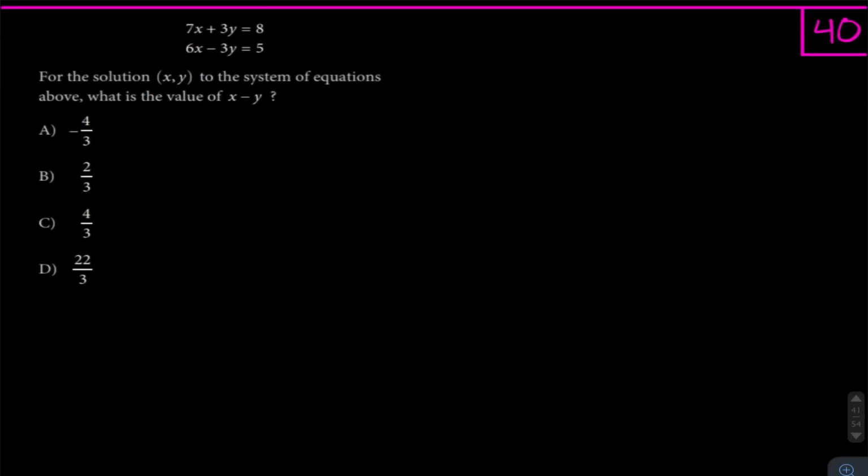Problem 40 gives us a system of equations, and it says, for the solution xy to the system of equations above, what is the value of x minus y? Okay, so for this problem, we need to find our solution because we don't know what that is. And once we find our solution, we're not done. We need to actually find what x minus y is. So let's go through and just solve the system of equations. It shouldn't be that bad because as you can see here, we have a plus 3y and a minus 3y.